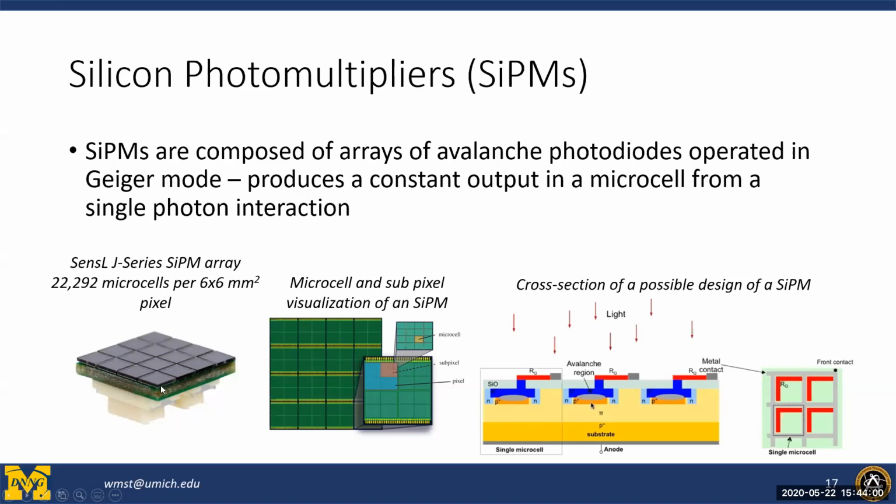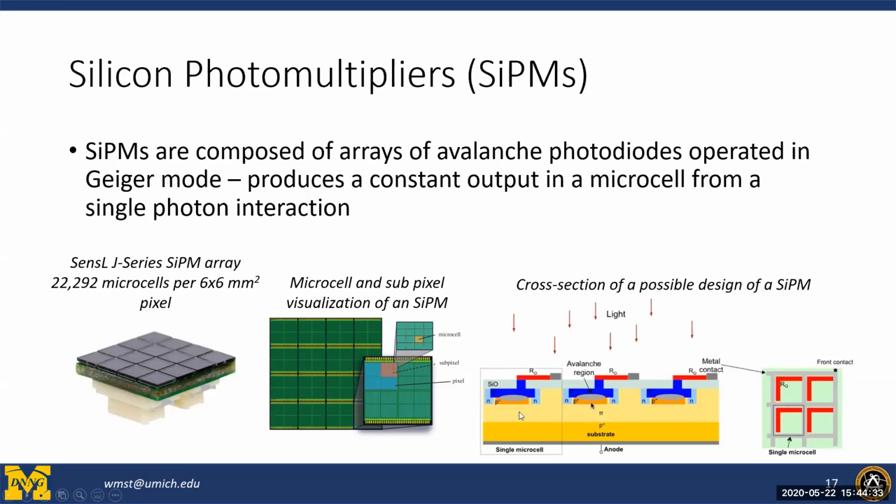Each one of these 6 millimeter by 6 millimeter pixels is composed of about 22,300 microcells, where you can see this breaks down one of these pixels into its subcomponents, down to the microcells. And these tend to be on the micrometer order of size. They're very small.